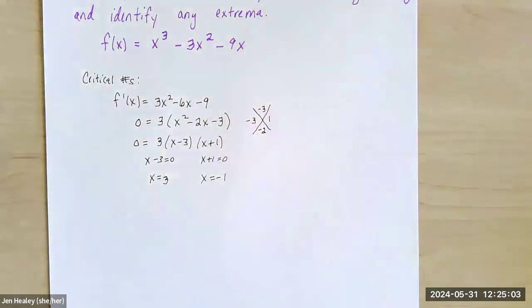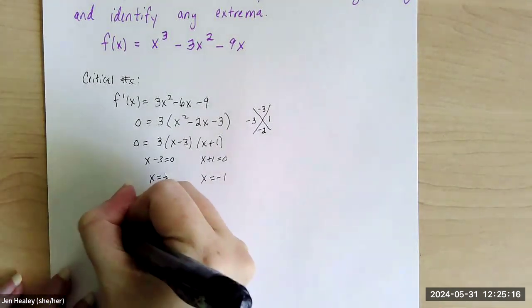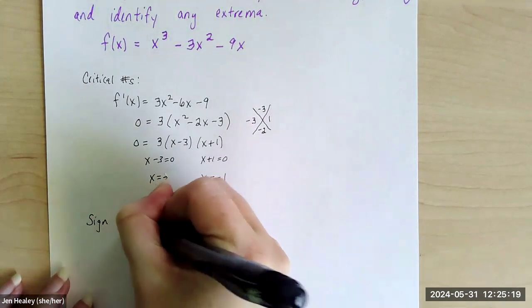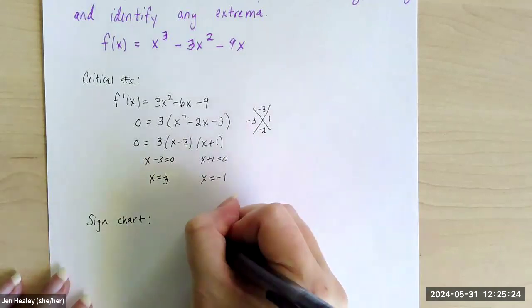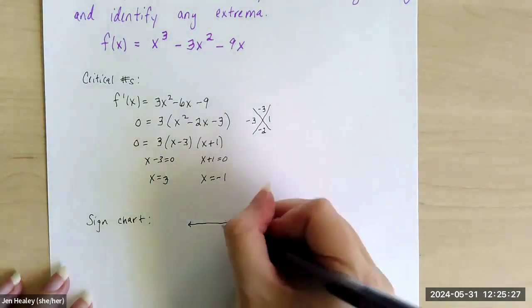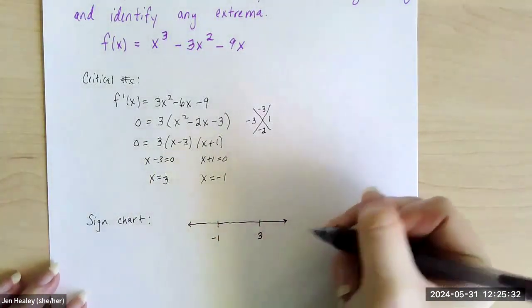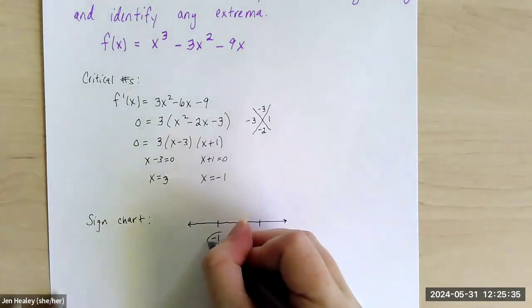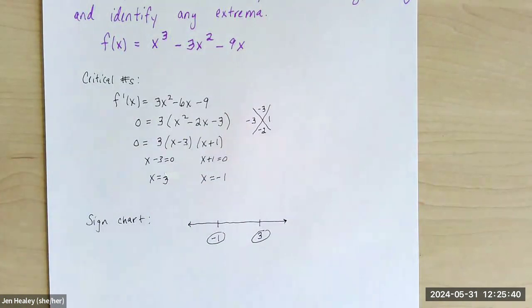And so critical numbers are telling me where we've got horizontal tangents. Those could be the places where I change from being either decreasing to increasing or increasing to decreasing. So what we're going to do is set up a sign chart to help me figure out what's going on. So I'll make a number line and put down the negative 1 and the positive 3. I'll circle them just so I can see them a little bit better. Those are my two critical numbers.